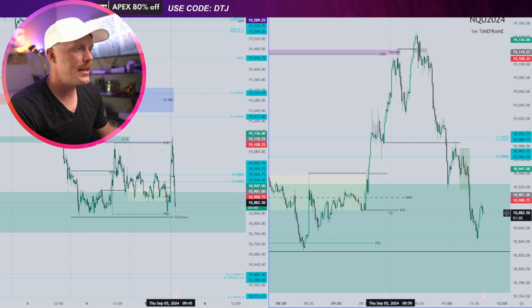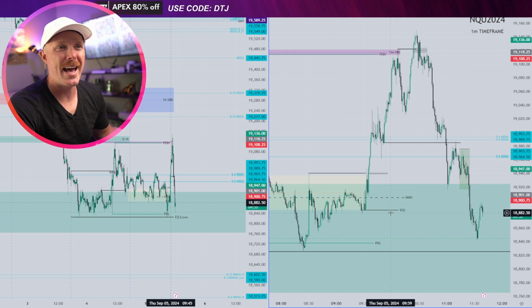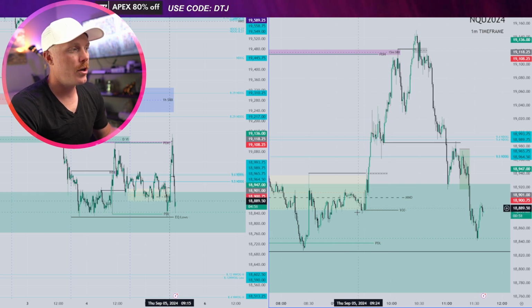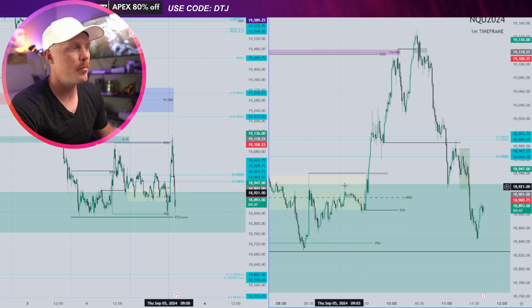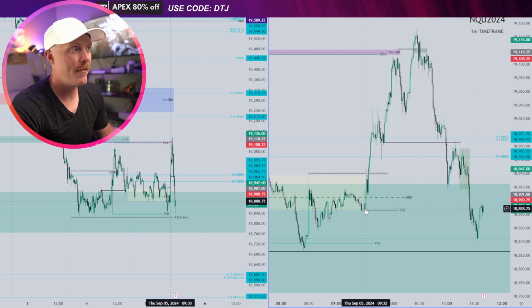Well, the nice thing about market maker sell models and market maker buy models is they have structure, very obvious structure. Initially, we have our accumulation or our consolidation before the move begins. The 9:30 bell opens. We have news at 10 o'clock, so we're not going to take any trades till after 10 o'clock anyway. So we have 30 minutes of waiting.